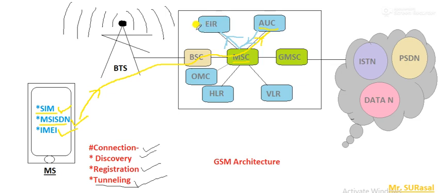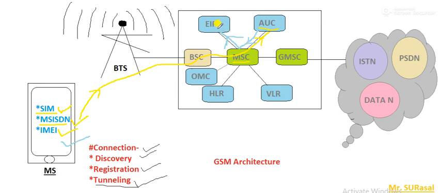So based on the EIR's report, the ISP will understand which kind of technology is supported by this particular device, which is in fact a very important thing. Based on that only, GSM will behave accordingly. And obviously, the AUC, as I told you, is going to verify the user details based on the SIM and MSISDN.